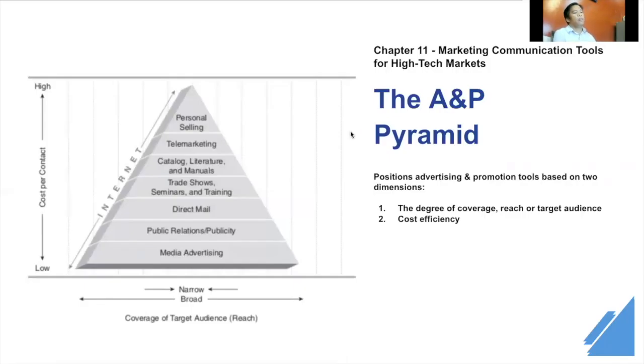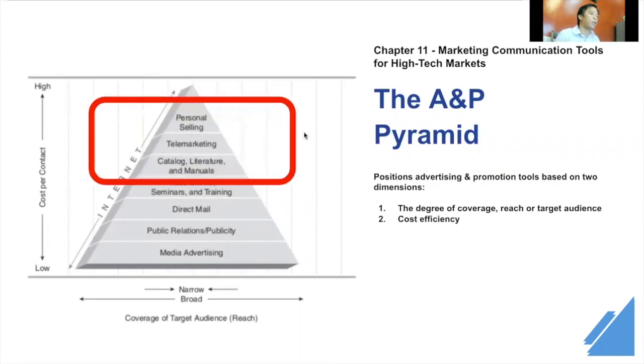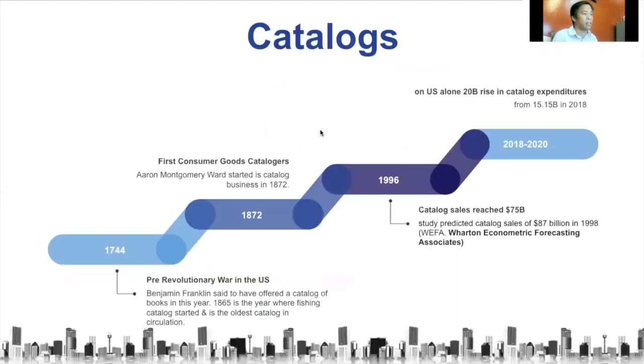Hello guys, good evening. My name is Jay and I'm from White Team. I'm going to present the upper echelon of the ANP pyramid, which is the personal selling, telemarketing, and catalogs.